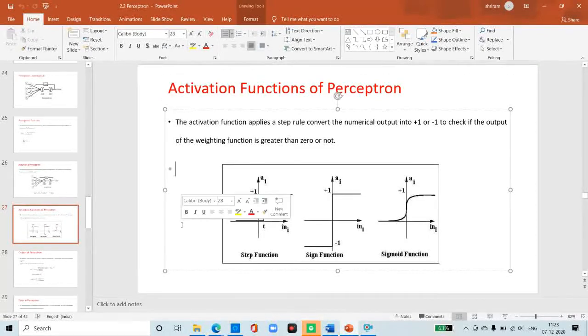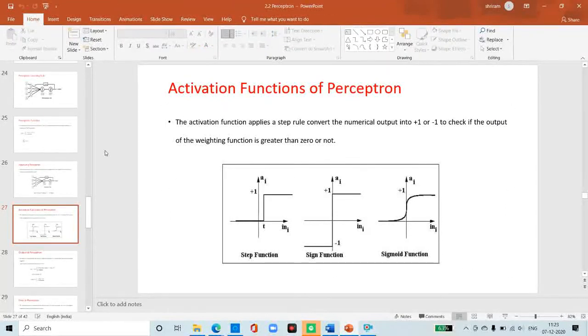The activation function applies a step rule that converts the numeric output into plus 1 or minus 1, to check if the output of the weighted function is greater than 0 or not. So if we apply the activation function on a perceptron, it produces the output as plus 1 or minus 1.